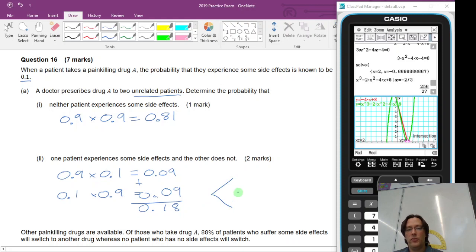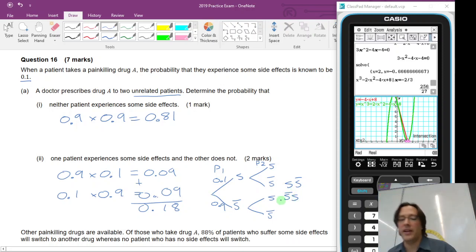If we really wanted to, we could have modeled this as a tree diagram. So we had patient 1, side effects, no side effects. Patient 2, side effects, no side effects. Either way, all of these are side effects with 0.1, 0.9, and so we would have needed to add up both this path, which is S and S bar, or S bar and S. There we are. The complement of S and S. So either way, there are 2 ways we can get it. We've got to add both of those together. Okay.